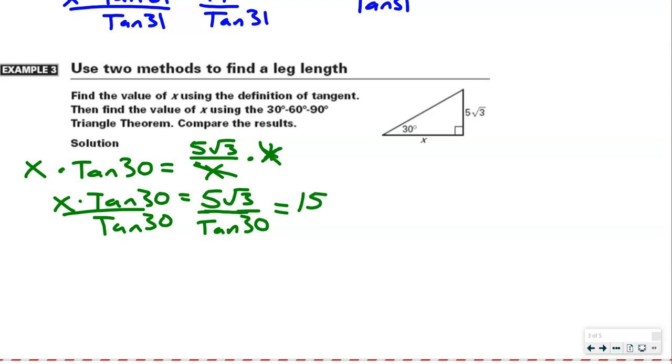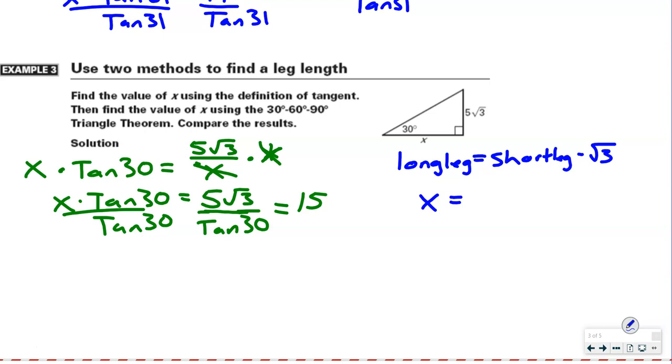Then using our 30, 60, 90 formula, remember, all right, so looking at our two legs here, 5 square root of 3 is our short leg because it's across, it's opposite from 30 degrees. And x would be our long leg. So if our long leg formula is long leg equals short leg times the square root of 3, we know what the short leg is.